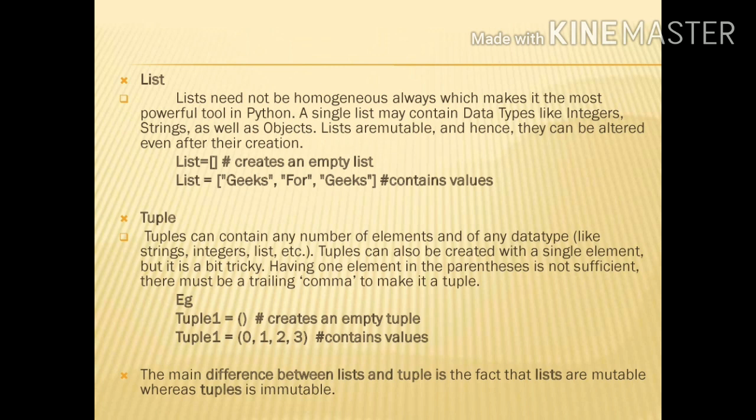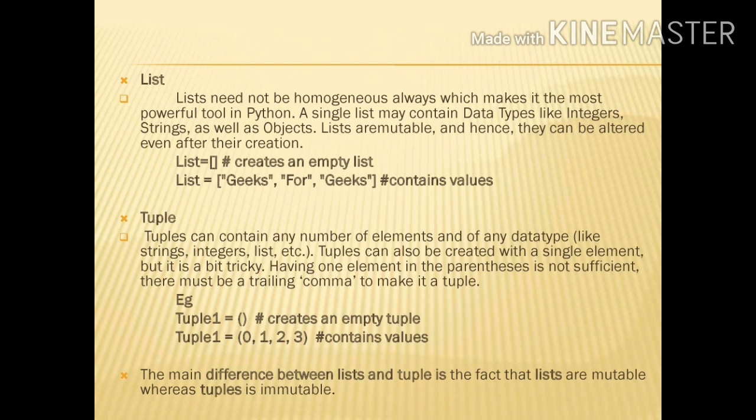The next one, list. A list need not be homogeneous always, which makes it the most powerful tool in Python. A single list may contain data types like integers, strings, as well as objects. Lists are mutable and hence they can be altered even after their creation.